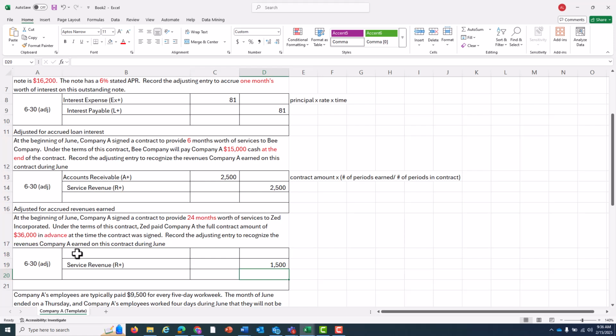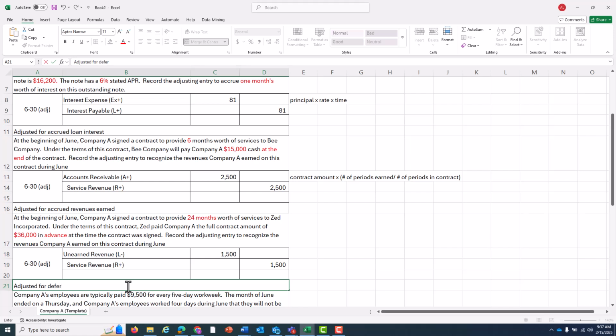So we would have had to create a liability account, which I'm sure you all know by now is unearned revenue. And we would have this sitting on our books saying we owe, in this case, Z Incorporated, $36,000 worth of work. Well, we did some of that during the period, which means we owe them less work in the future. So my debit to unearned revenues is for the same amount, $1,500. And here we adjusted for deferred revenues earned.